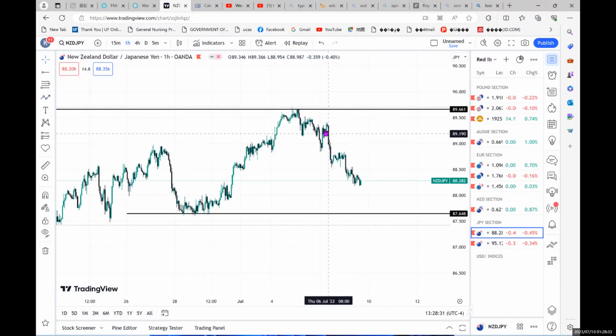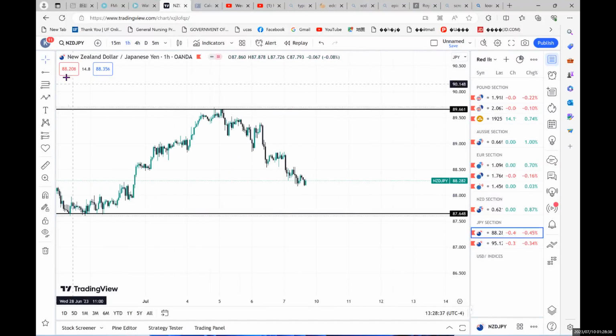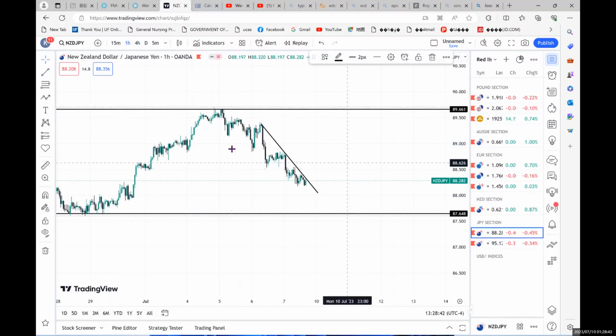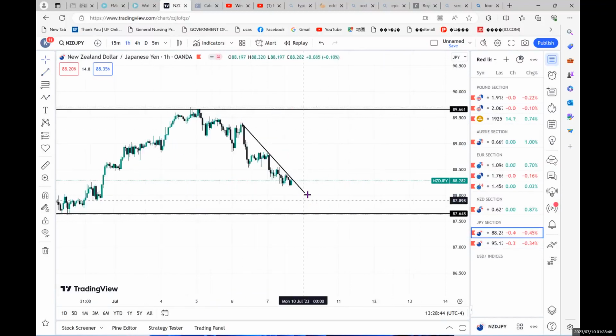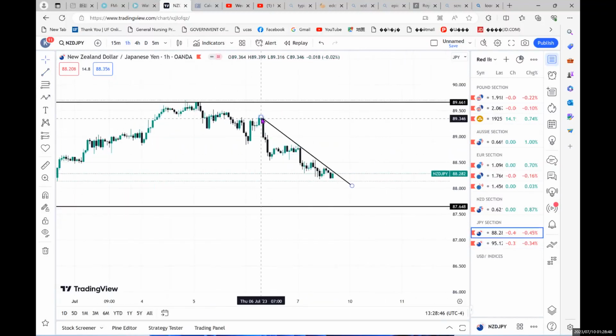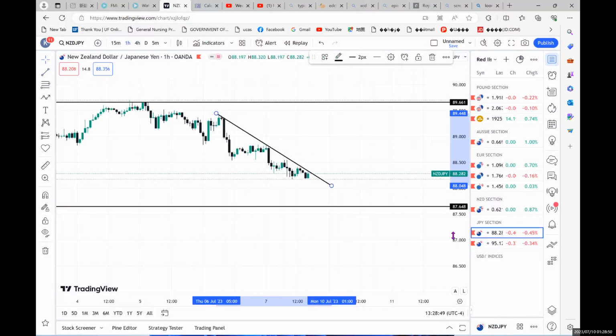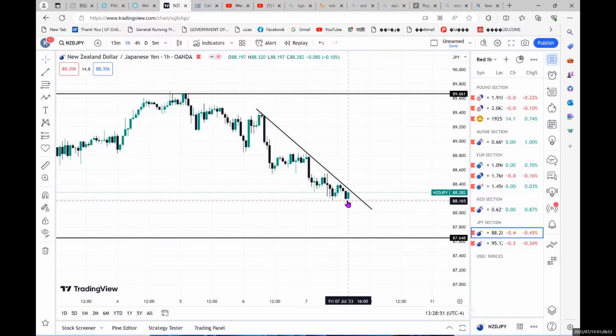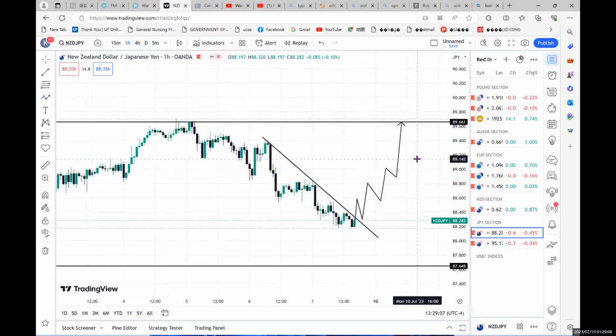Overall, I'm looking for buys as well on NZDJPY, but for now the market is still bearish, so we have to just wait and see what price does. And you can see we had this trend line here. Price can just come here like this and back down into this level here. Or we have another scenario: price breaks out of a trend line, retests it, and starts making higher lows, higher highs back up into here.